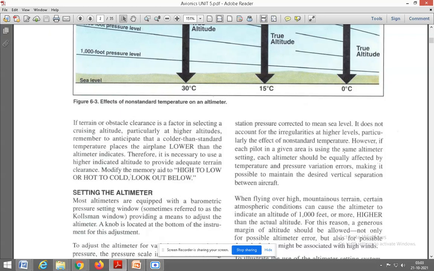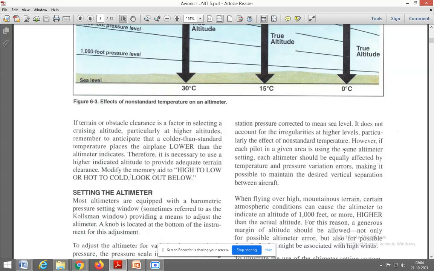So, from the ground station, they will be indicating the non-standard, that is, altitude value will be sent to each and every pilot in that particular area. But if the pilot maintains the same altimeter setting in the autopilot system, then what will happen, it will enter into some error.